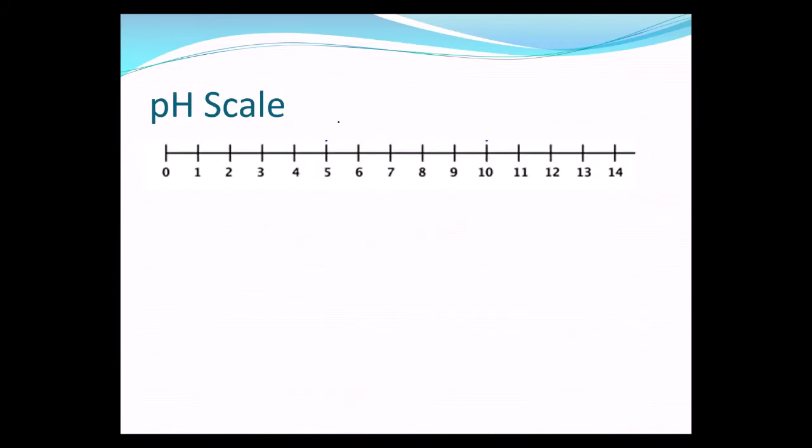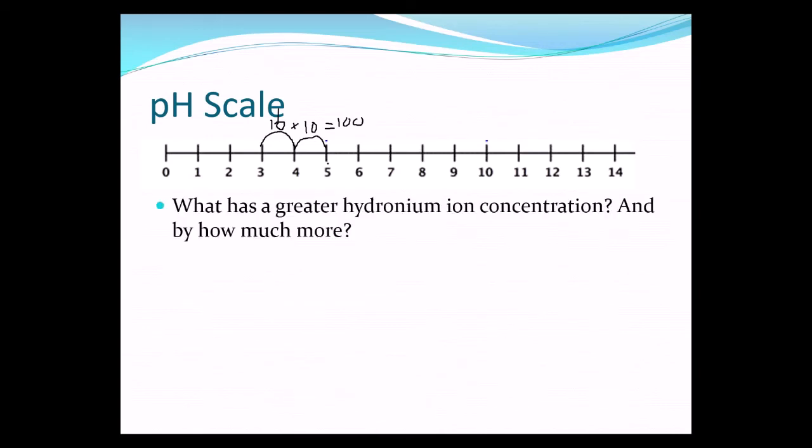So with the pH scale, every time we go up 1, we're not going up by 1, we're going up by 10. So if it went up from 3 to 5, I would be going up by 10 and then 10 again. So 10 times 10 would be 100. So a pH of 3 would be 100 times more concentrated than a pH of 5, right?